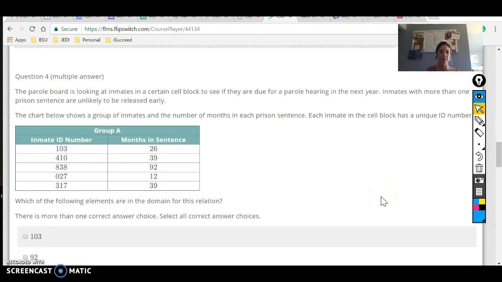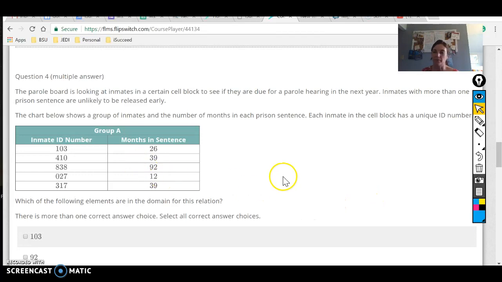Okay, the parole board is looking at inmates in a certain cell block to see if they are due for a parole hearing in the next year. Inmates with more than one prison sentence are unlikely to be released early. The chart below shows a group of inmates and the number of months in each prison sentence. Each inmate in cell block D has a unique ID number. Okay, so which of the following elements are in the domain for this relation?